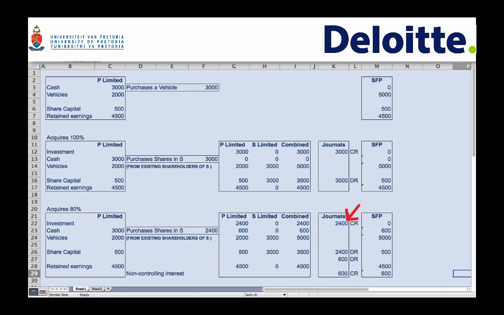This will eliminate the investment against the associated shares that are represented by that investment. There will, however, now be a remaining balance. As the shares and net equity was 3,000 Rand and only 2,400 has been eliminated, there is an amount of 600 Rand remaining. This represents the non-controlling interest. A further consolidation journal is now required, which moves the 600 Rand out of share capital down to a new line item which we refer to as non-controlling interests.